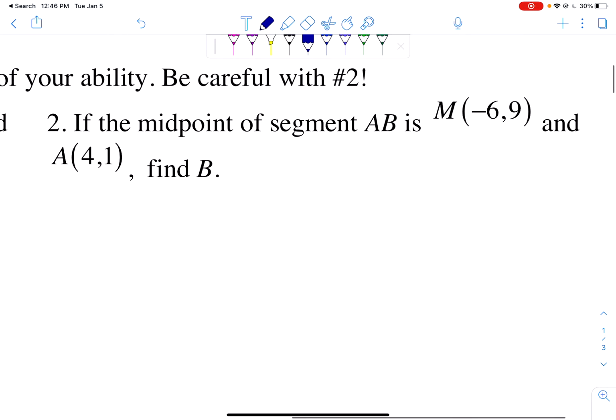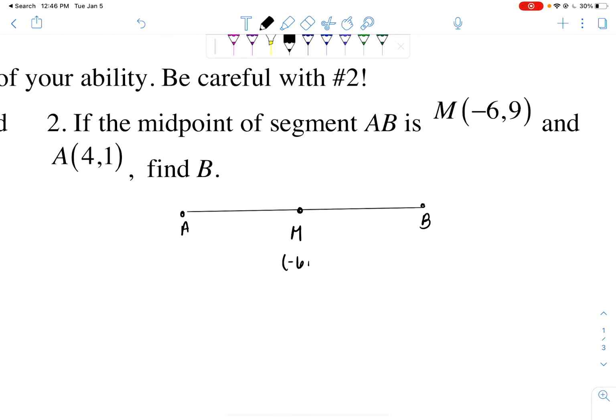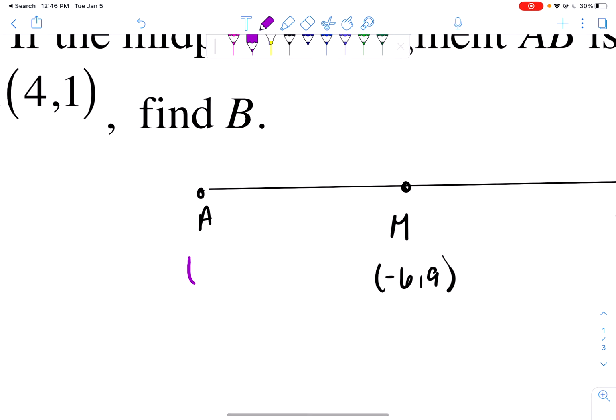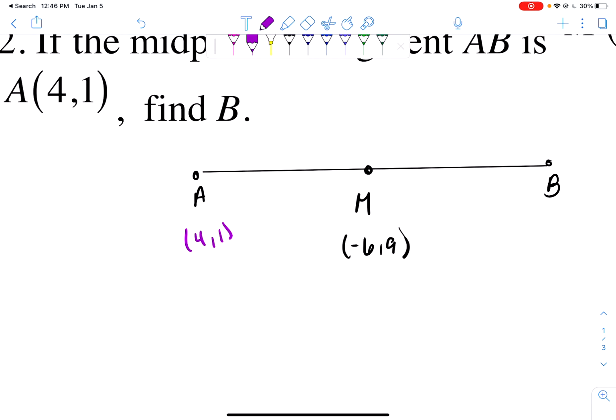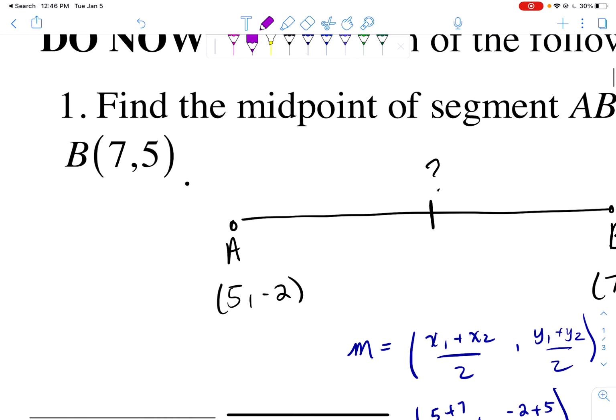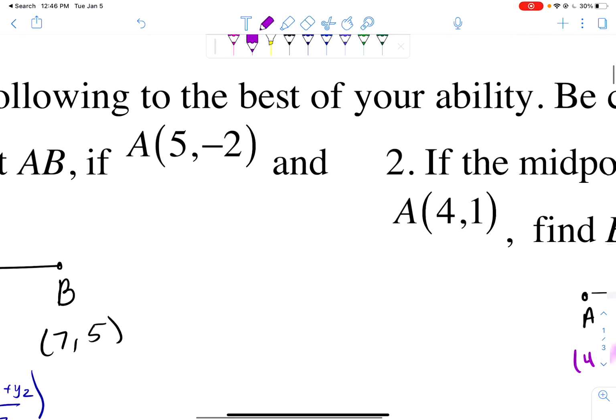Number 2. If the midpoint of segment AB is M (-6, 9), and A is (4, 1), find B. So in this question, we're actually going to go backwards. I'm given my midpoint M, which is (-6, 9), and I know that A is (4, 1). So what we're going to do is a translation. We know that in a midpoint, we have two congruent segments. So I know AM is congruent to MB. So over here, this segment is congruent to this segment.